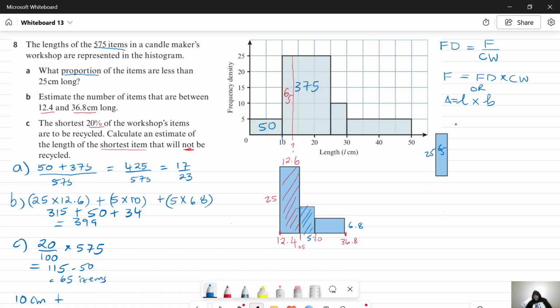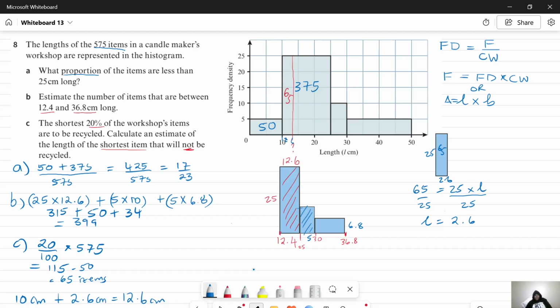We said that frequency is frequency density times class width, right? So we can say 65 is equal to 25 times the length that we don't know. We divide both sides by 25, and the length gives us 2.6 centimeters. So I have 2.6 here, which I'm going to add to the 10 that I already have, and that gives me 12.6 centimeters.